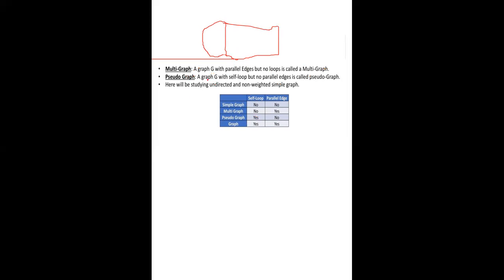A pseudograph means there is a self loop but no parallel edge. Let's suppose in this case there is a self loop but there are no parallel edges, then this is called the pseudograph. So there is a table.